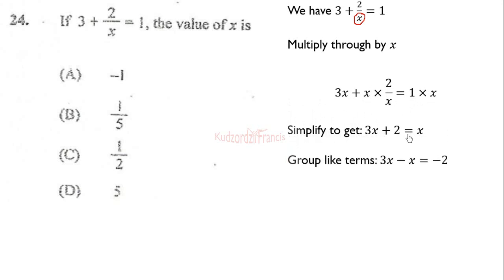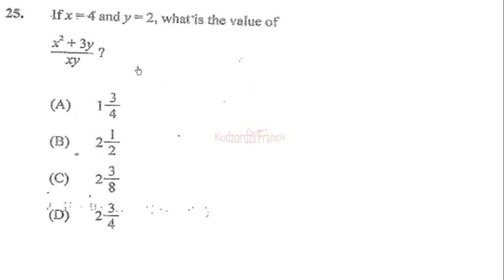Now we group like terms to get, we subtract x from both sides and subtract 2 from both sides to get this. Now the next thing is we divide both sides by 2 to obtain x to be equal to -1. Therefore the correct answer is A.